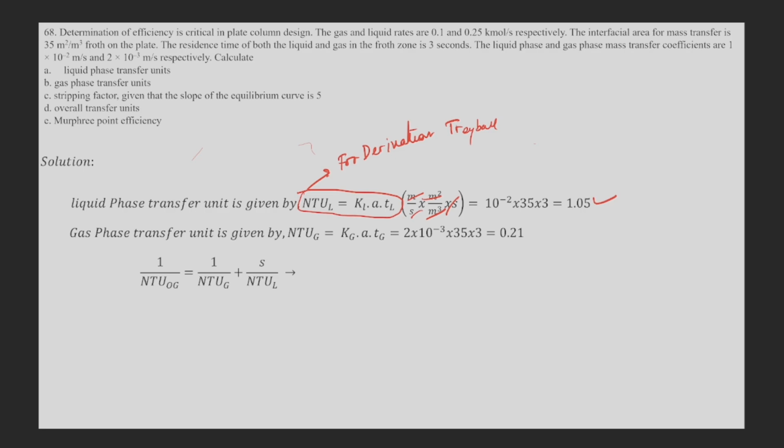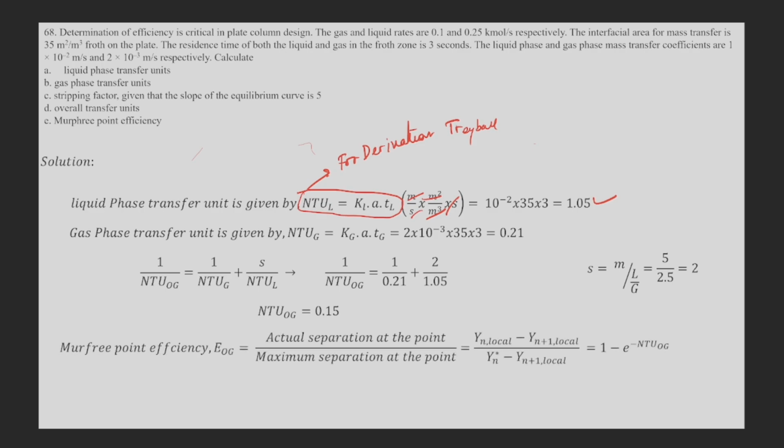Okay, now we have this formula, putting all the values, where S is equal to the stripping factor. So putting all the values, we will get NTUOG, that is number of transfer units overall gas phase. Now, Murphy point efficiency is equal to actual separation at the point divided by the maximum separation at the point, Yn local minus Yn plus 1 local. This formula and this formula are all the same, and we will see a question on this formula in GATE 2017. Okay, there is a good question of 1 mark, I guess, in 2017. So putting all the values, we will get this. So straightforward questions.